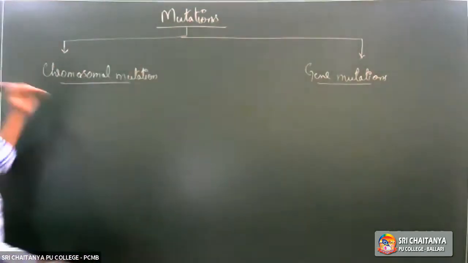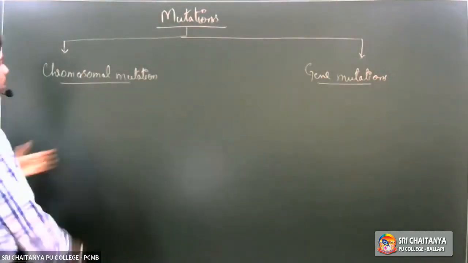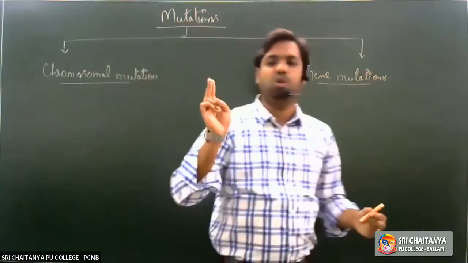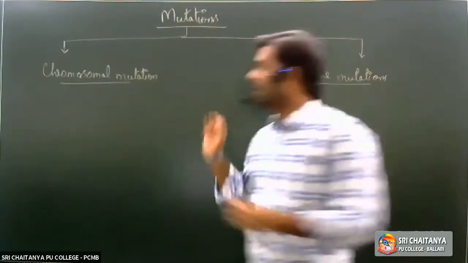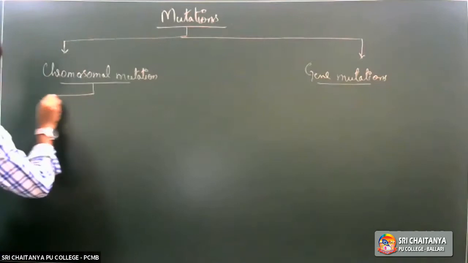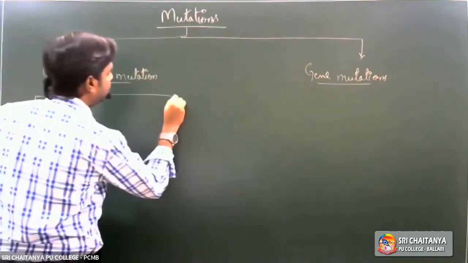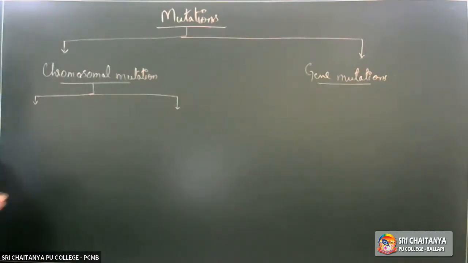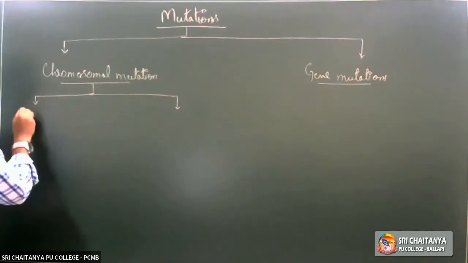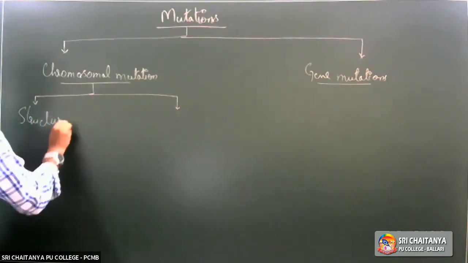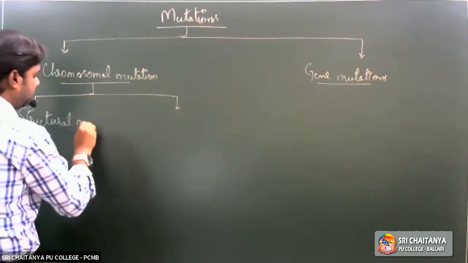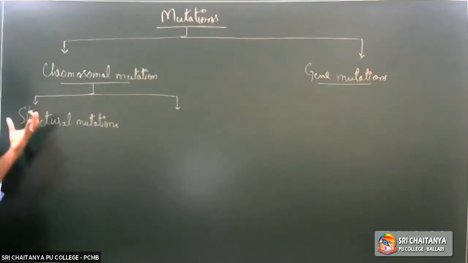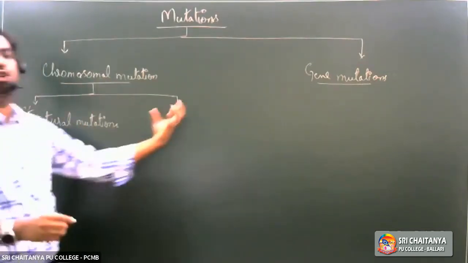So let us get into the internal classification of chromosomal mutation. Chromosomal mutations can lead to two different things. One is it can lead to a change in the chromosome structure. If there is a change in the chromosome structure, we start calling it structural mutation. So this is what exactly is happening here with the structural mutations. From the name itself, we can make out there are changes happening in the structure of the chromosome.